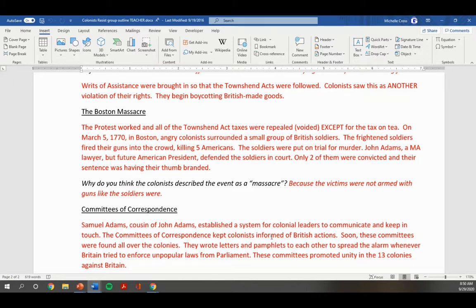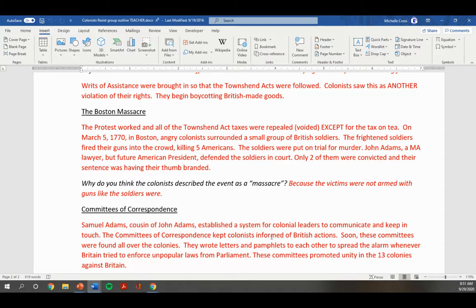The soldiers were put on trial for murder. They were defended by John Adams, like the second president of the United States, John Adams, who at the time was just a Massachusetts lawyer. He defended the soldiers in court, and only 2 were found guilty of manslaughter and had their thumb branded. So overall, he got them all off the hook.